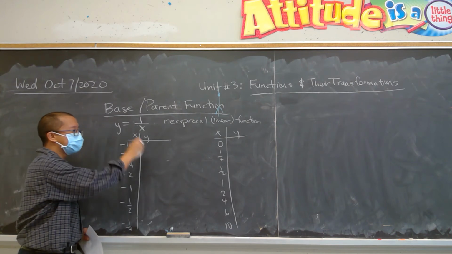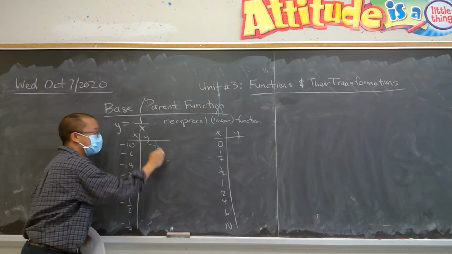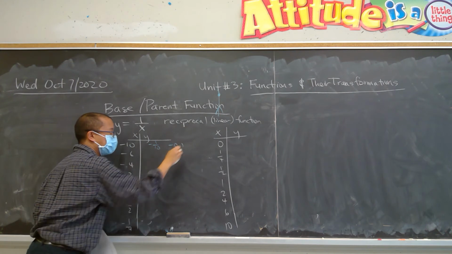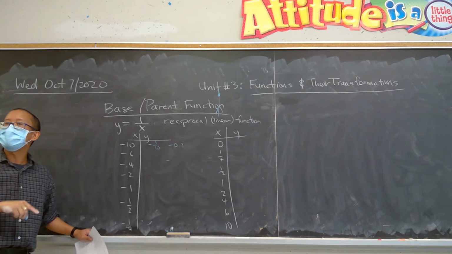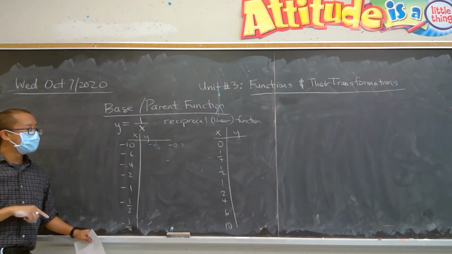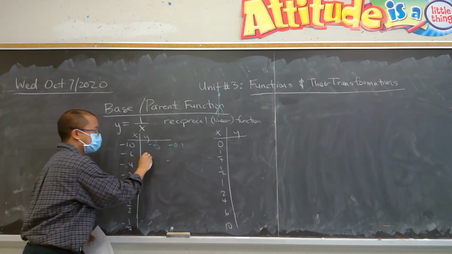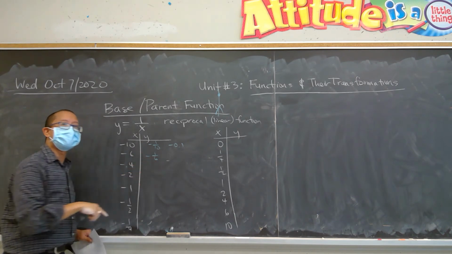So negative 10 in this is negative 1/10. But I will put this out as negative 0.1. Right, everyone agree? So if you want to do that yourself, you can. Negative 1/6. This one's actually hard. Anyone actually know what that is?